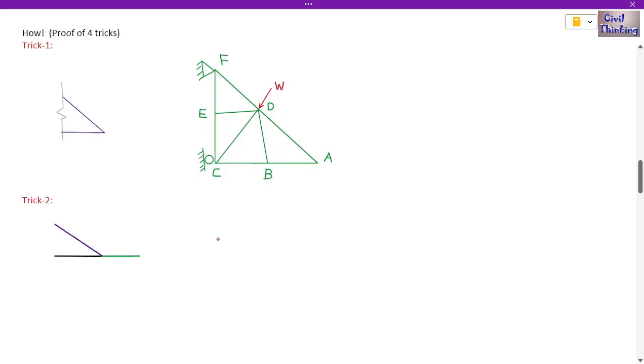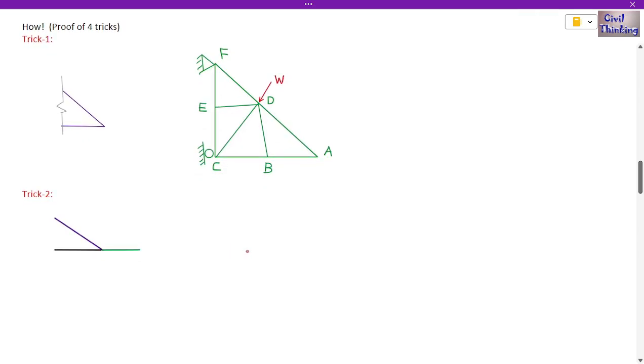Now here is the proof of these four tricks. What was trick one? Trick one was we have one joint, it does not have any external load or support, then both the members are zero force members. Now let us see how. We will apply the method of joints, and with the help of the method of joints we will prove our tricks.